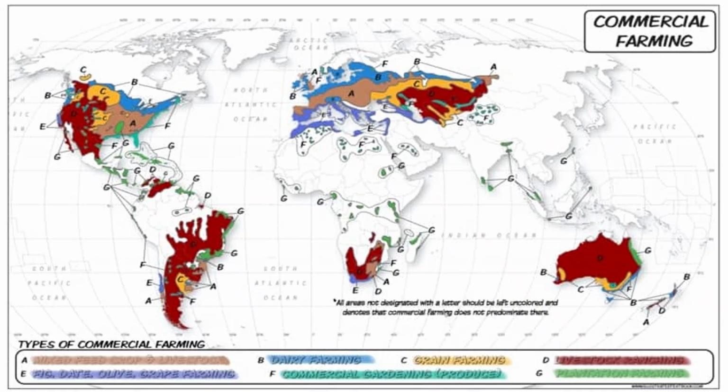You can see commercial farming regions on the screen, and they include mixed crop and livestock in A, B, dairy farming, C, grain farming, D, livestock ranching, E, fig, date, olive farming, that's Mediterranean farming, F, commercial gardening and produce, and G, plantation farming.